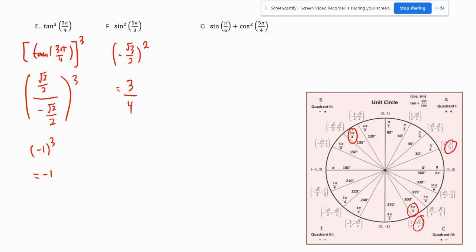Next one, we have sine pi over 6. Sine pi over 6 is 1/2. It's the y coordinate at 1/2. Plus cos squared of 5 pi over 4. 5 pi over 4 is this guy over here. Cosine is the x coordinate, so it's going to be negative root 2 over 2 squared. So we have 1/2 plus, the negative is going to cancel out because we're squaring it. Root 2 squared is 2 over 4. So this is really 1/2 plus 1/2, which is 1.